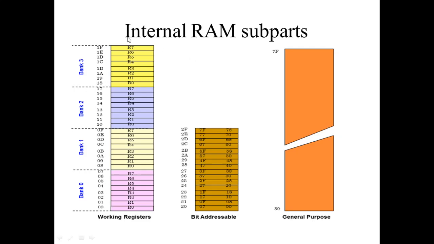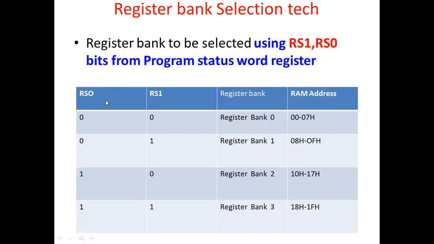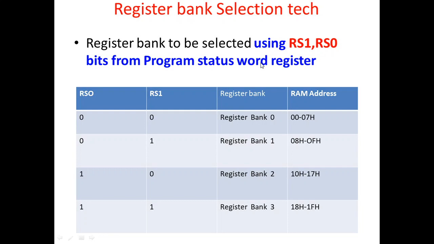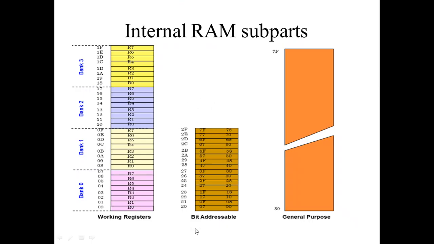In this fashion, we discussed that internal RAM has a total of 128 bytes. Out of that, there are three sections. First one is register bank. There are four banks, each bank having eight registers. Out of four banks, one bank is active, depending upon the status of RS0 and RS1, which is available in the program status word. Next area is bit accessible. Individual bits you can control as per your demands. Then the third part is the scratchpad area, where we can write our program, edit the program, delete the program as per our requirement. It is working as a scratchpad area.